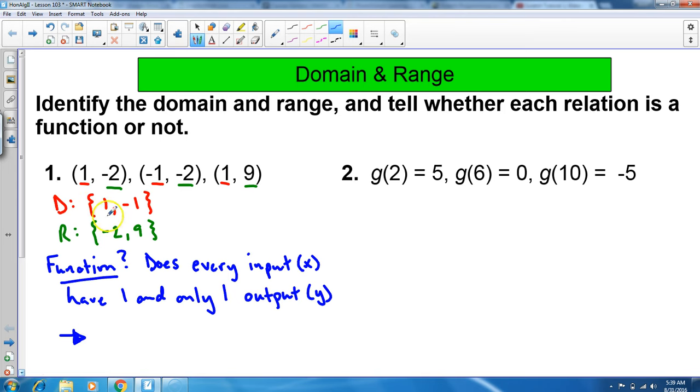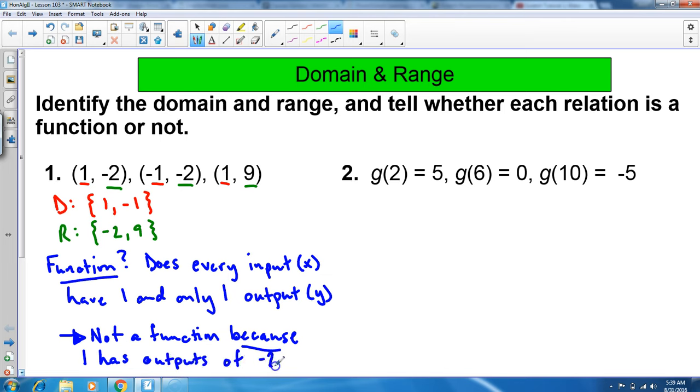So to answer this question for this particular problem, does every input have one and only one output? Well, to do that, we're going to check the domain. So here's my first input, 1. 1 has an output of negative 2 in this ordered pair, and we go over to this third ordered pair and 1 has an output of 9. Therefore this is not a function, because, make sure you list the reason when you're answering these questions, 1 has outputs of negative 2 and 9. Okay? So let's move on to the second one.